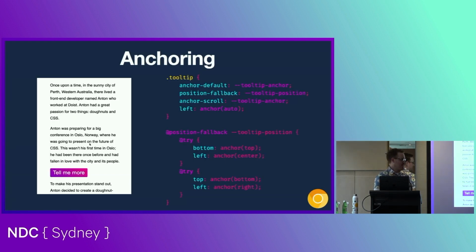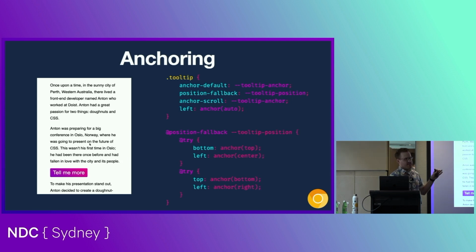We're really in experimental territory here. We're in Chrome Canary, but I still think it's an interesting one, again because it's replacing JavaScript with CSS. Anchoring will allow you to lock an element to another element. So a tooltip is a really good example.